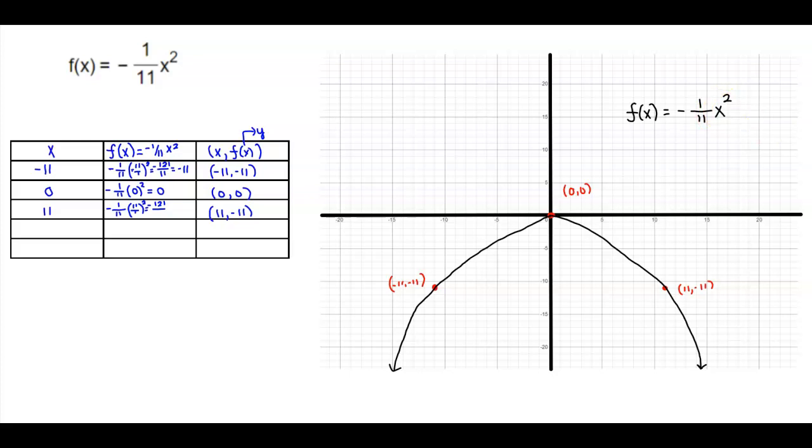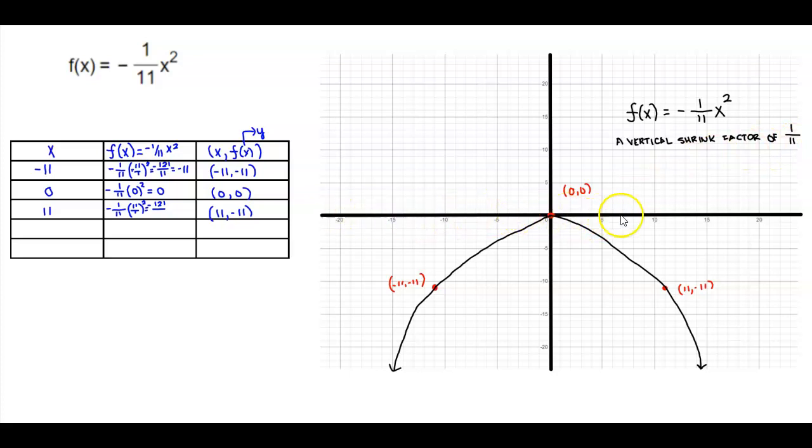So let's take a look at this. We have negative 1 over 11 x squared. What that means is we have a vertical shrink factor of 1 over 11, because you're multiplying by a fraction. You can see how it's shrinking as far as the stretch is concerned. That means it's getting wider and slower as it goes. So it's a vertical shrink factor of 1 over 11.